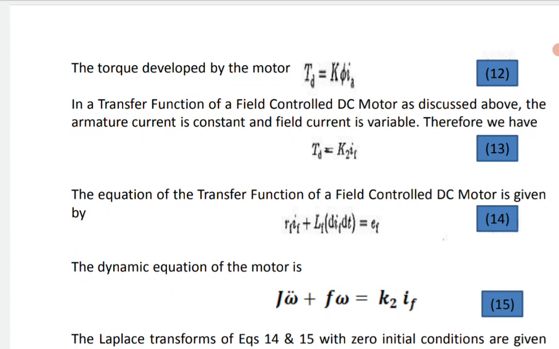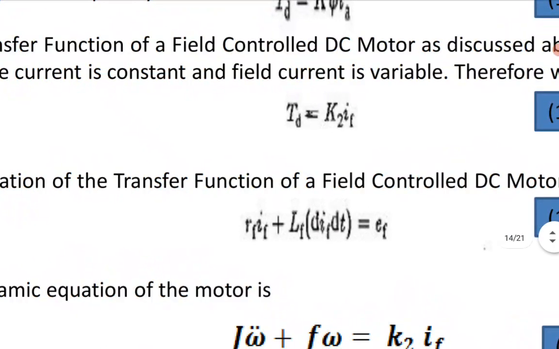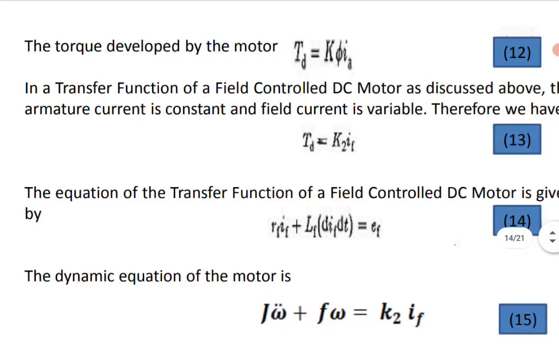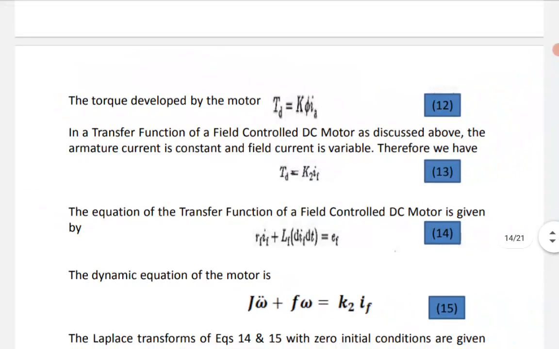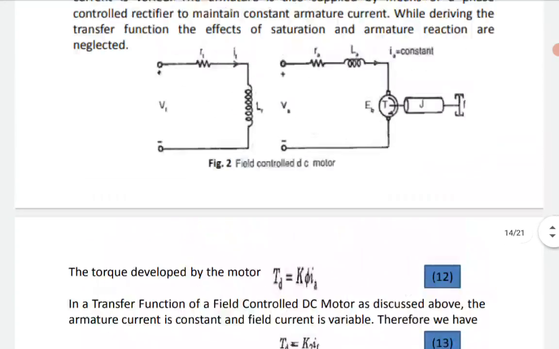So we are replacing that thing, phi is equal to Kf into If, then we are clubbing K, Kf and Ia by another constant term, that is K2. So that's why TD is equal to K2 into If. Again I am repeating here, Ia is constant, that's why it is clubbed with K, Kf and Ia. Then we are denoting that clubbing constant as K2. If is my variable.